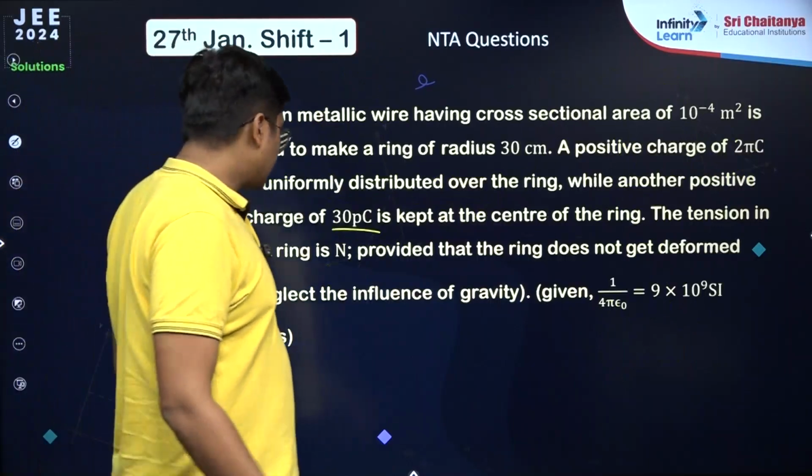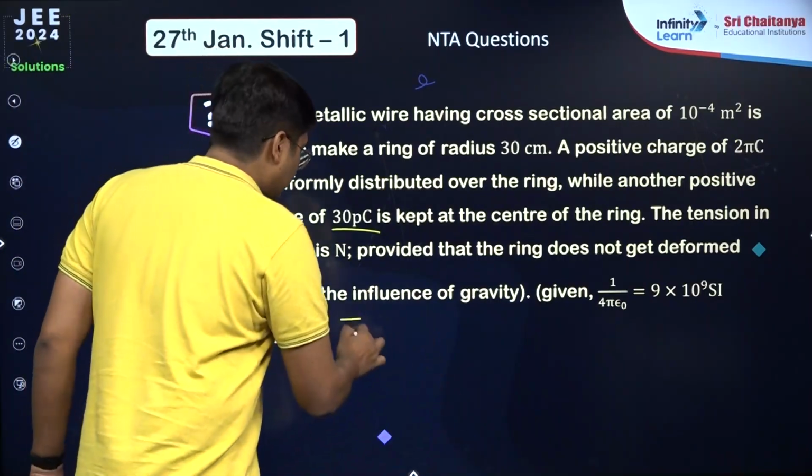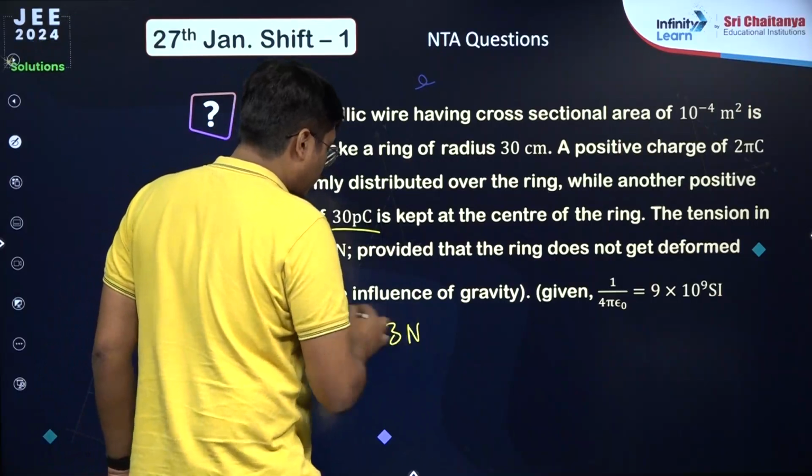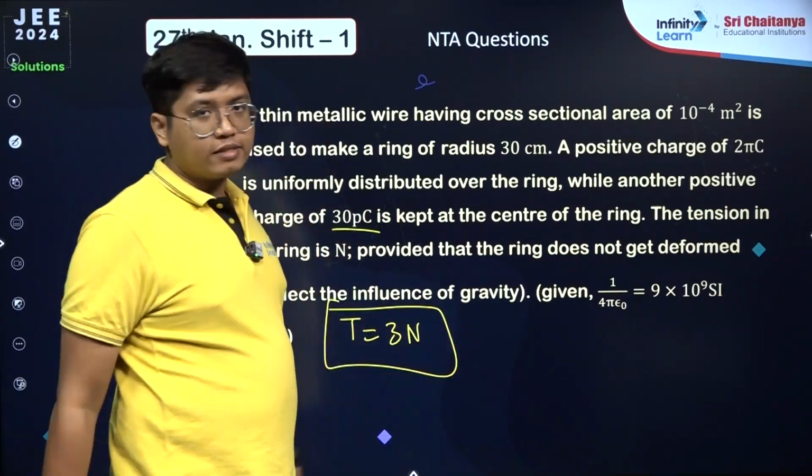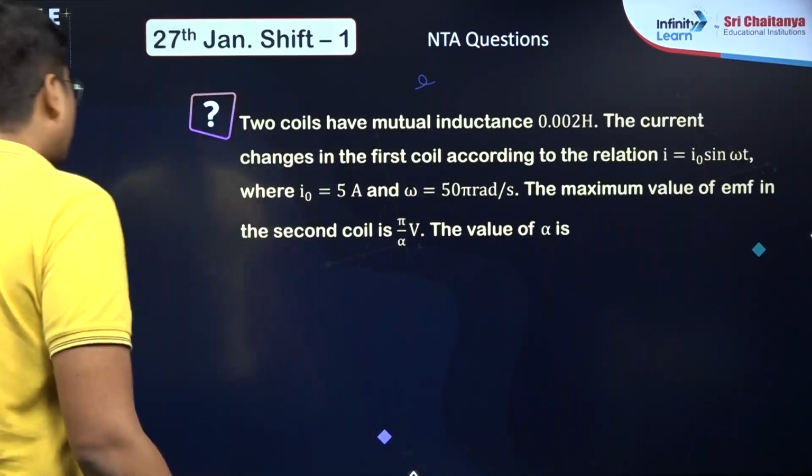So the answer is the tension is equal to 3 Newton. That is the final answer. Let's opt for the next one now.